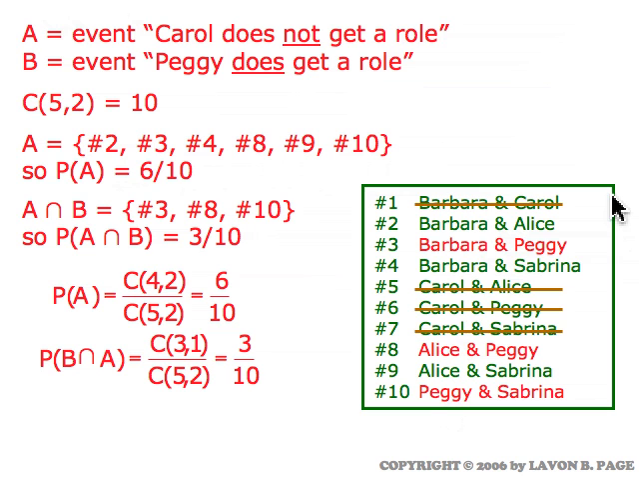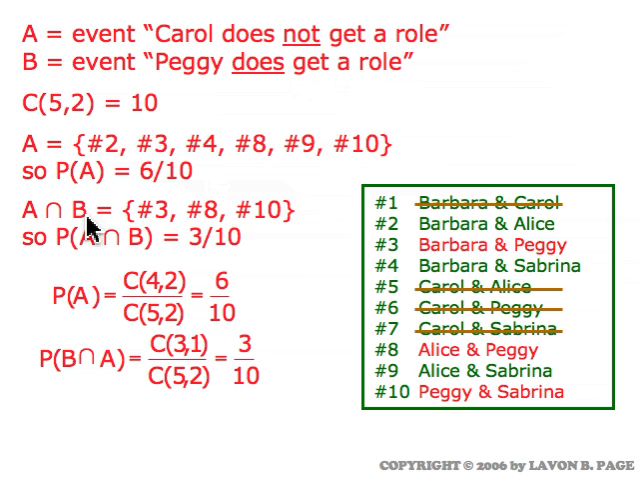Since we're randomly choosing the 2 people, these 10 cases are equally likely. 6 of those 10 cases belong to the event A, so since every outcome is equally likely, that means the probability of A is 6/10, 6 chances in 10. 6 of the 10 outcomes do not include Carol.